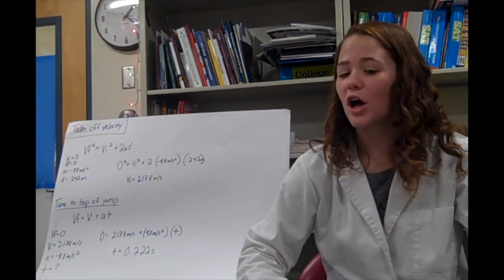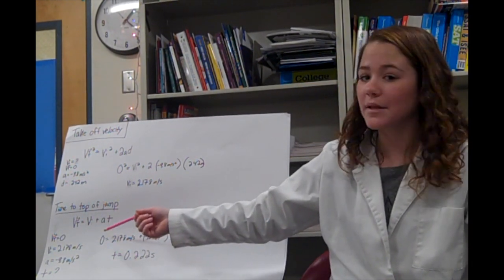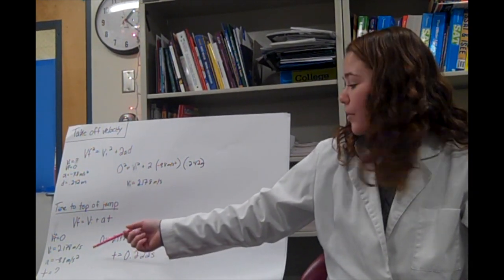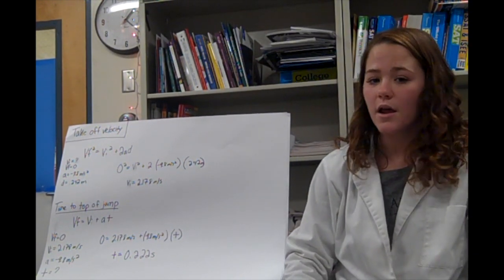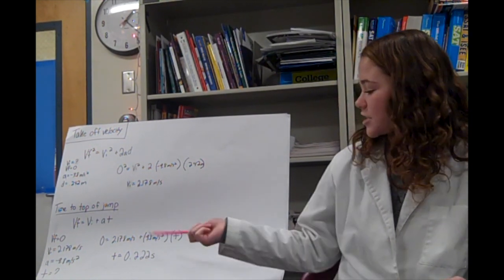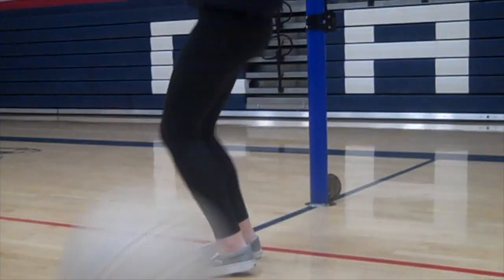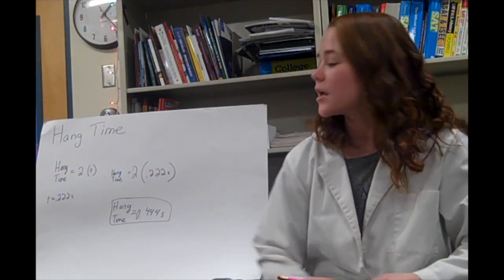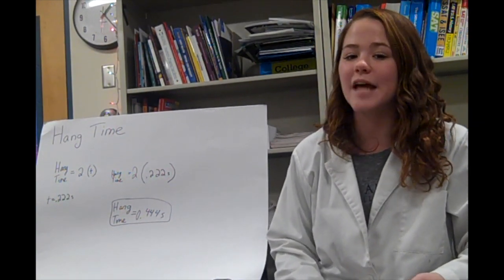With this takeoff velocity, we can also find the time to the top of Christina's jump. Here we'll use the formula VF equals VI plus AT. Here we are solving for t. VF equals 0, VI equals 2.178 meters per second, and A equals negative 9.8 meters per second squared. After plugging this in and solving, we find that the time to the top of the jump is 0.222 seconds. To find your entire hang time, you can just multiply the time that you found in the second step by 2. Here we'll use the time 0.222 seconds, multiply it by 2 to find that Christina's total hang time is 0.444 seconds.